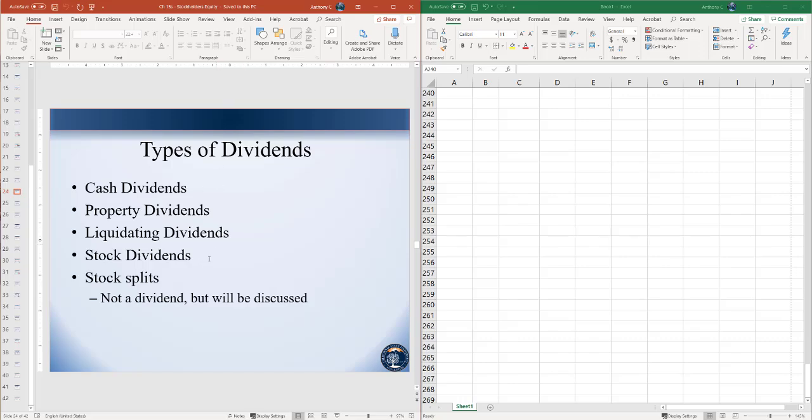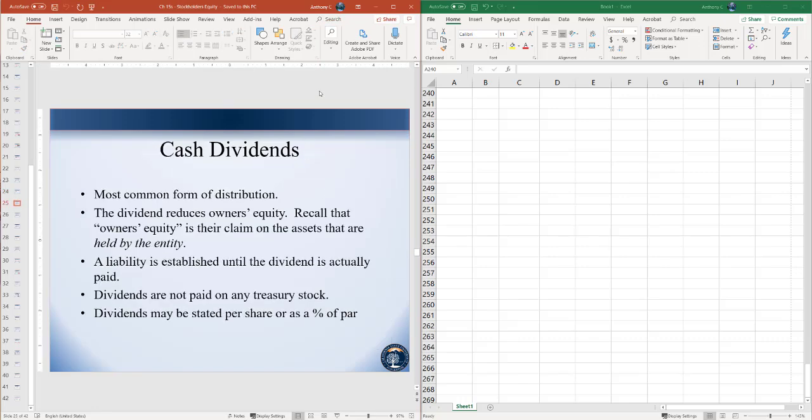So the dividends we'll cover are on the slide. We'll also include a little bit about stock splits. Technically, it's not a dividend, but it's pretty similar to a stock dividend. So we're going to discuss those two together. Okay, so first is cash dividends.